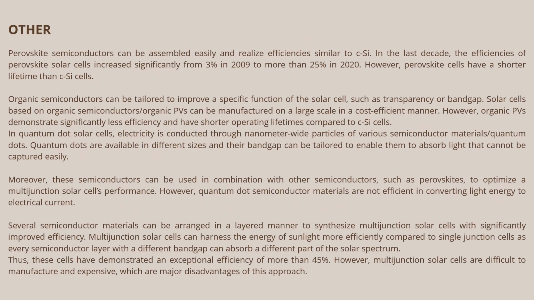Others that can be used are perovskite semiconductors. They can be assembled easily and realize efficiency similar to c-Si. c-Si is nothing but silicon. Moreover, a semiconductor can be used in combination with other semiconductors to optimize multi-junction solar cell performance. However, quantum dot semiconductor materials are not efficient in converting light energy to electrical current.